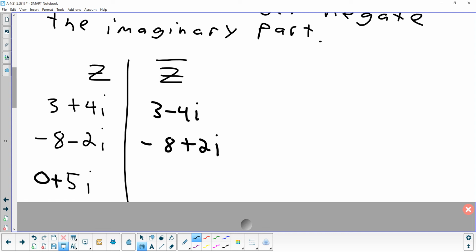It's 0 plus 5i. So what's the conjugate of 0 plus 5i? Yep. 0 minus 5i. Because the 0, we don't need to write something when it's 0. All we do is say minus 5i. So the conjugate of 5i is negative 5i.